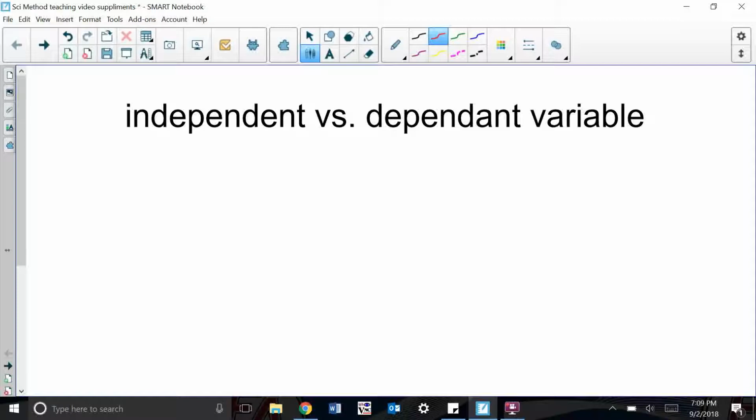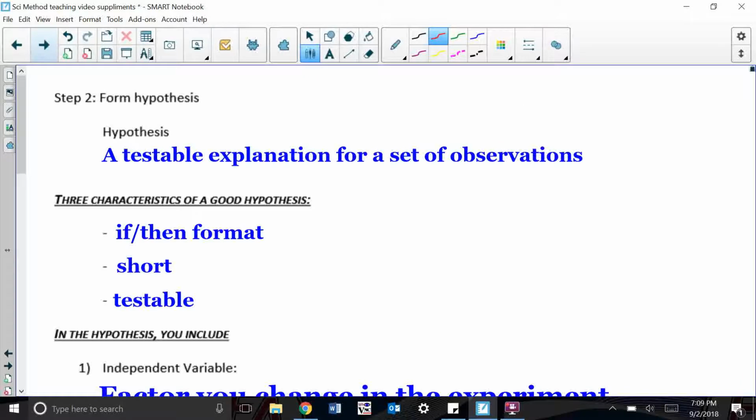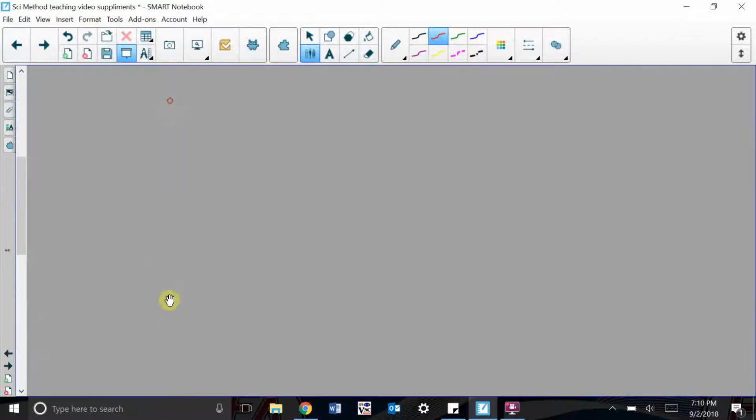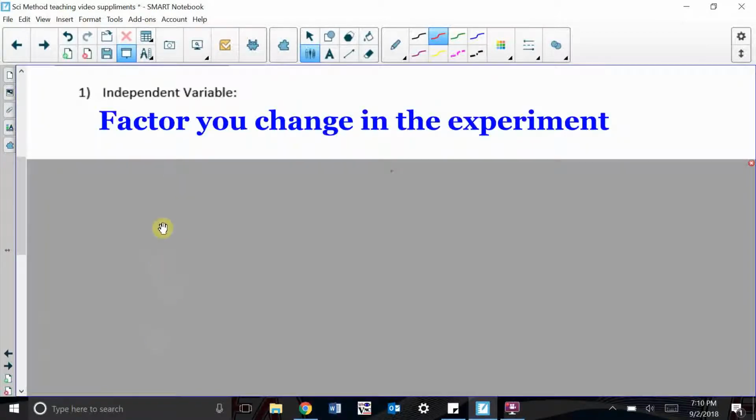In this video, we're going to talk about the difference between independent and dependent variables. In any type of scientific experiment, it's important to have these two variables identified before you actually start an experiment, so that way you know actually what you're testing. So quick review, independent variables are something that you change in the experiment.